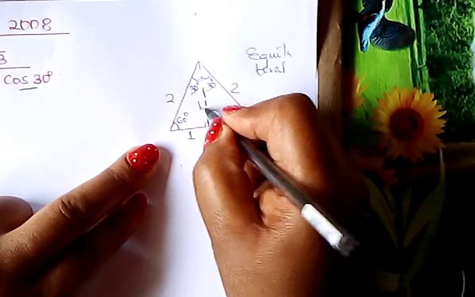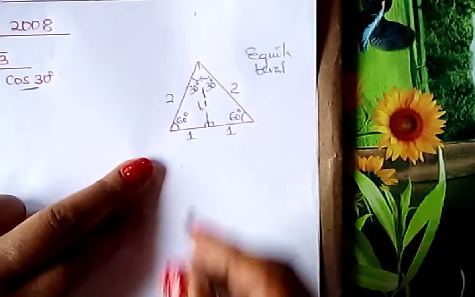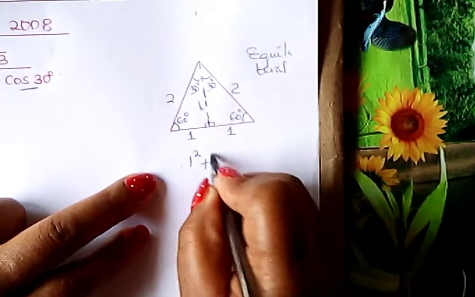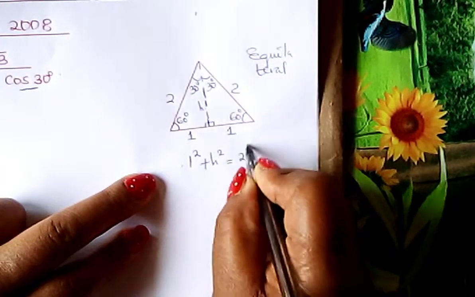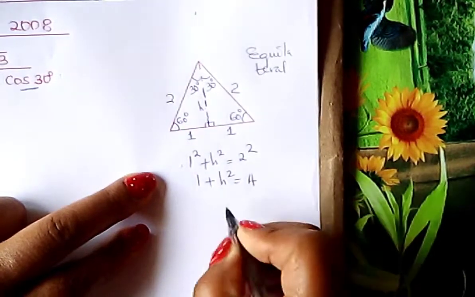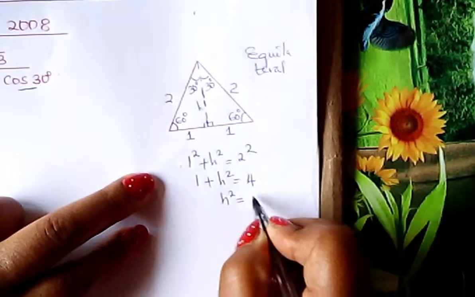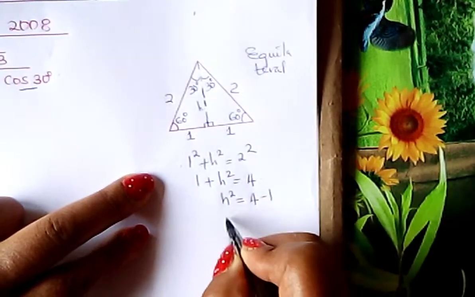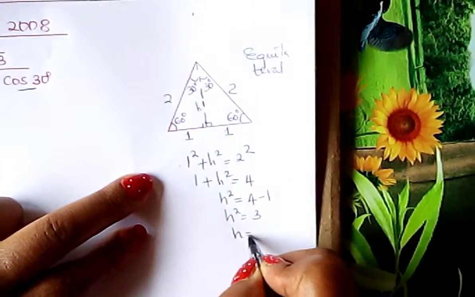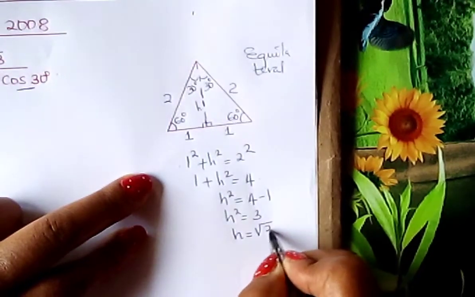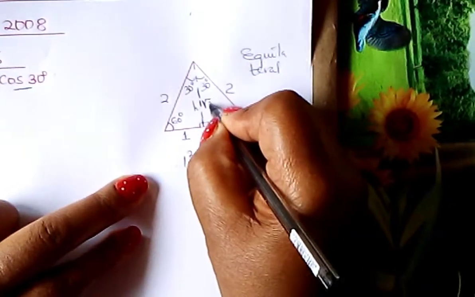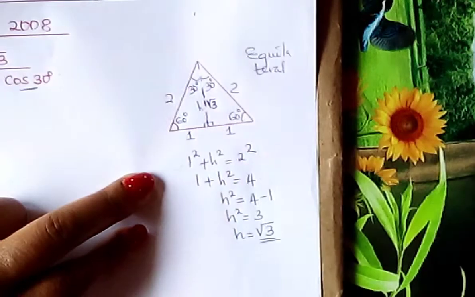You use Pythagoras theorem. You talk of 1 squared plus h squared is equal to 2 squared. So 1 plus h squared is equal to 4. So h squared is equal to 4 minus 1. H squared is equal to 3. And so from there you find the square root on both sides. So your h is root 3. Come and fix it there. Your height is root 3.